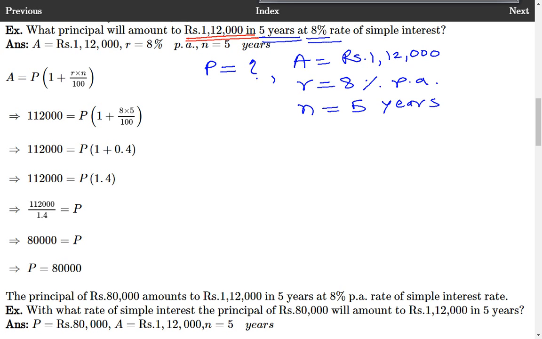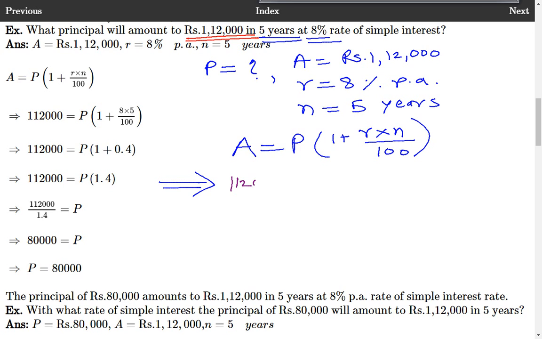So we have to utilize the formula for amount. What is the formula for amount for simple interest? It is A is equal to P into 1 plus R into N upon 100. Substitute the values and solve this equation for P. So we'll substitute the values: amount is 1,12,000, principal amount we have to find, 1 plus 8 into 5 upon 100.